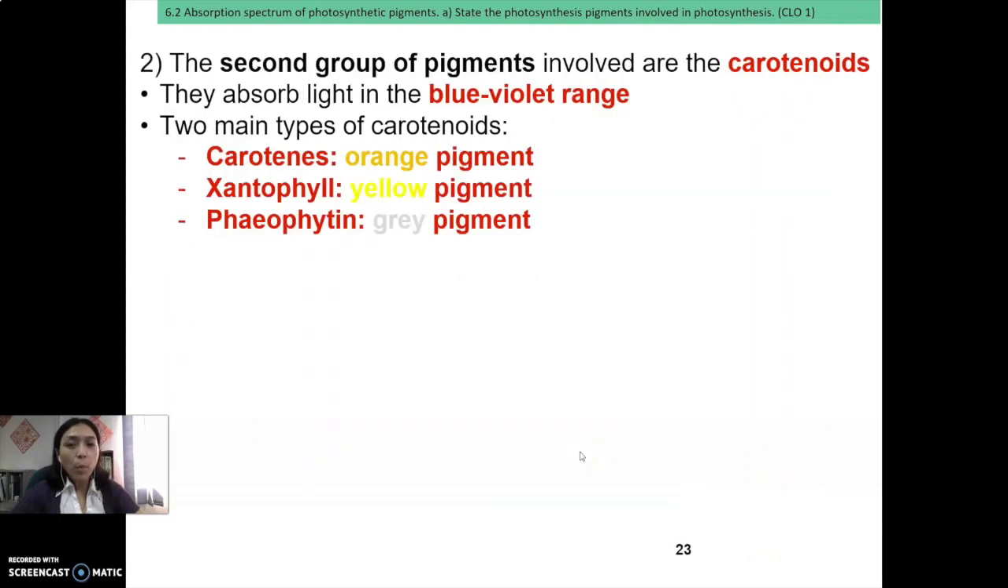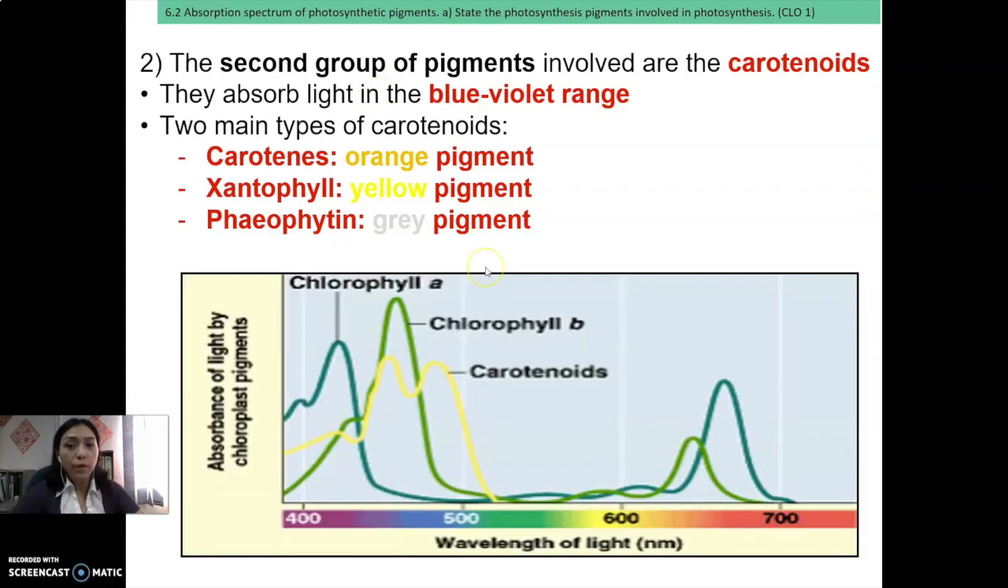Another group of pigments are the carotenoids. Carotenoids absorb light in the blue-violet range. We have two main types of carotenoids: carotenes and xanthophylls, as well as pheophytin. The colors of the pigments are orange, yellow, and gray, just like what you saw in your chromatography experiment. This is the graph showing that different pigments absorb different wavelengths of light.